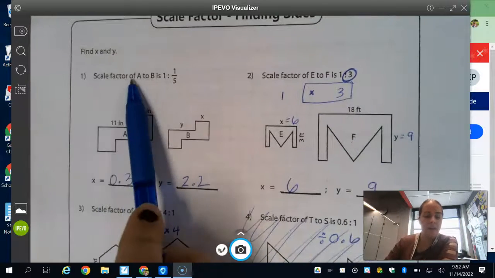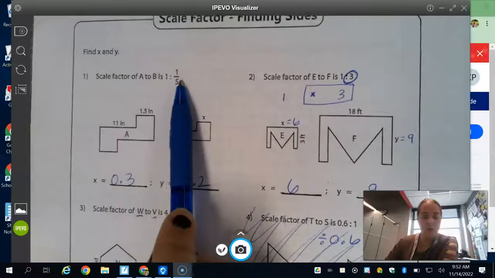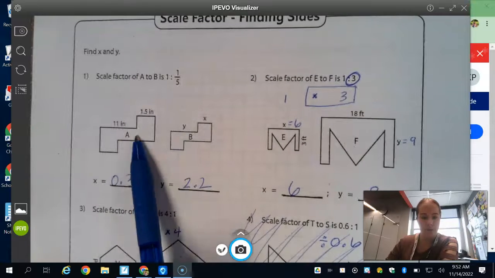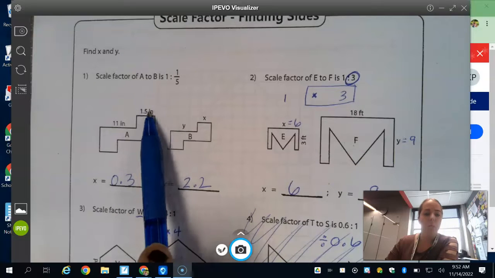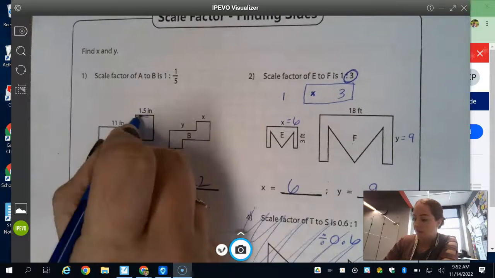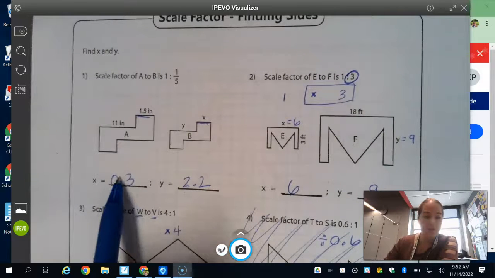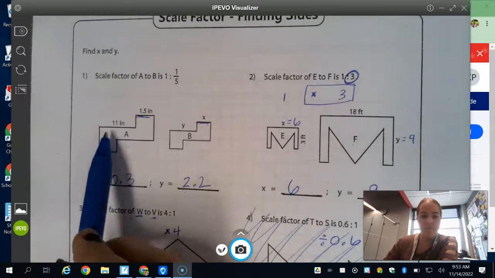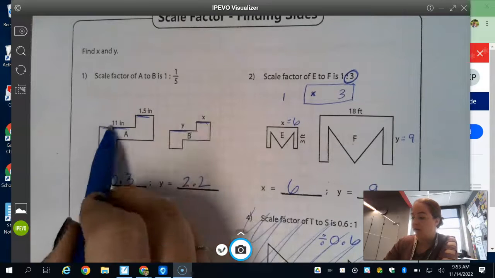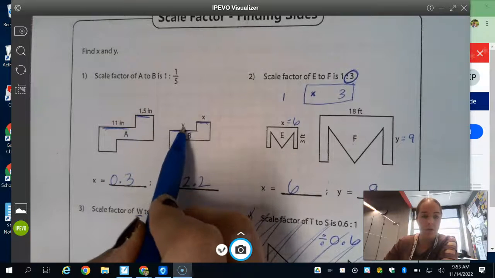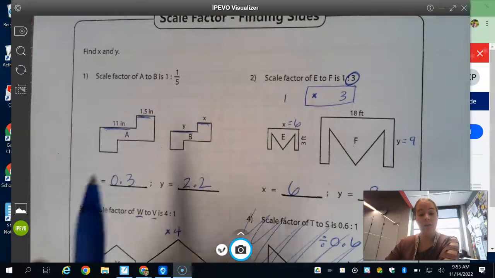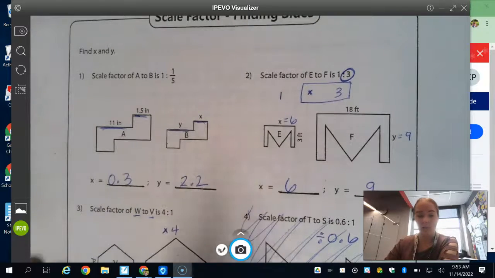So number 1, our scale factor going from A to B was 1 to 1/5. So this one here, this one's 1/5 smaller. So I did 1.5 divided by 5 to get the same side that matches up here for x. X you should have had then 0.3. The two sides that line up here, 11 and y, you would do 11 divided by 5 to get 1/5 for y, which is 2.2. I have to go quick, so pause it here if you did not write that down yet.